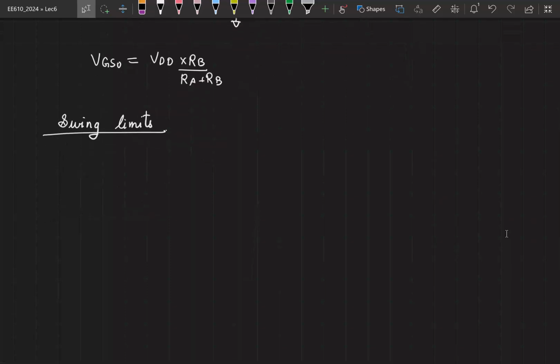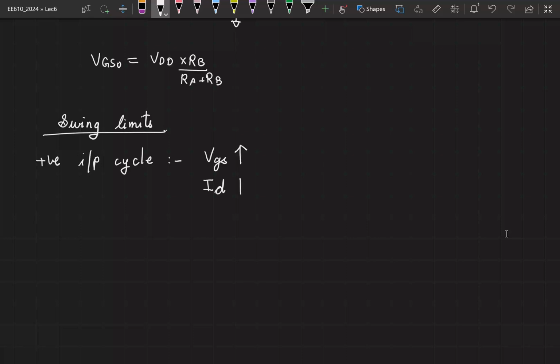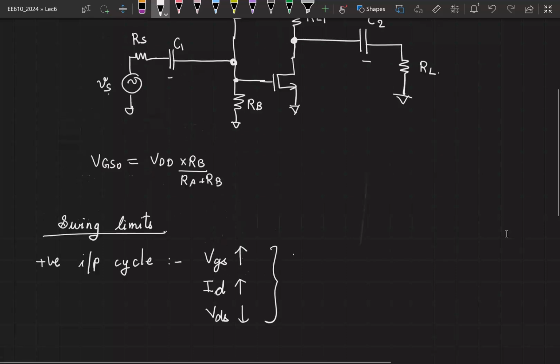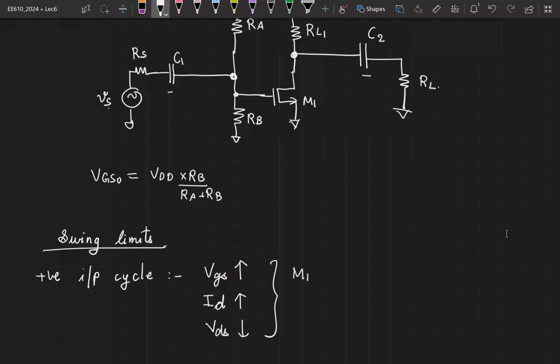When you are dealing with a positive input cycle, what happens to the total VGS? Your input Vs is increasing, which means your total VGS decreases, remains the same, increases, right? Your VGS increases. What happens to your total drain current? It increases. Therefore, your total drain to source voltage is decreasing, right? Which means your transistor, we call this M1, could enter triode region.